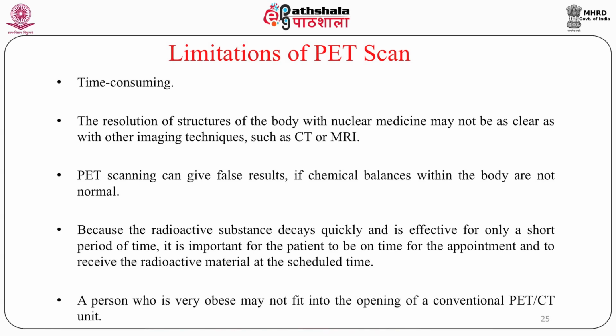PET scanning can give false results if chemical balances within the body are not normal. That is why it has been said that if the brain is functioning too fast, you may get some information that may not be true. That is the reason why we always ask the patient to sit quietly at one place, so that the absorption of FDG is only for a cancerous cell, not for other kinds of cells which get active during movement or during thinking.